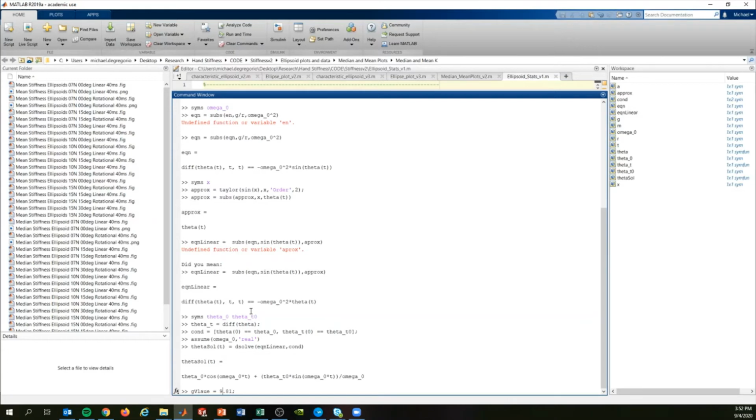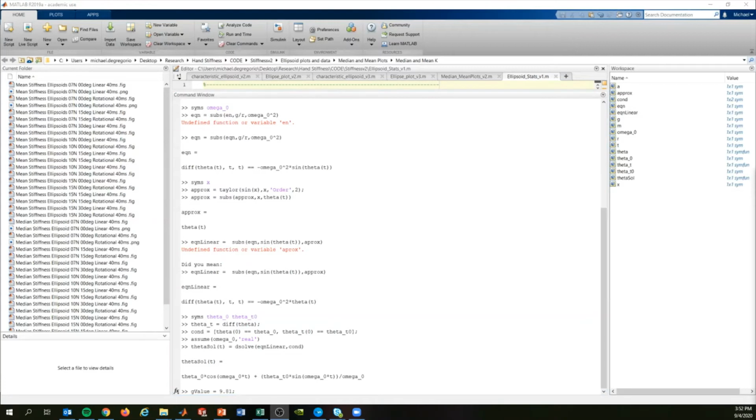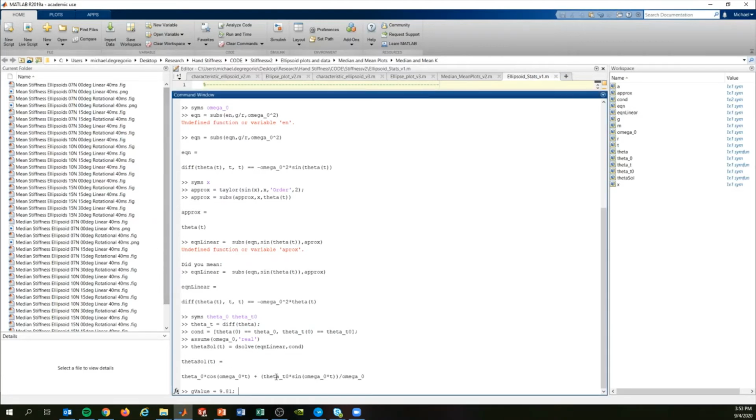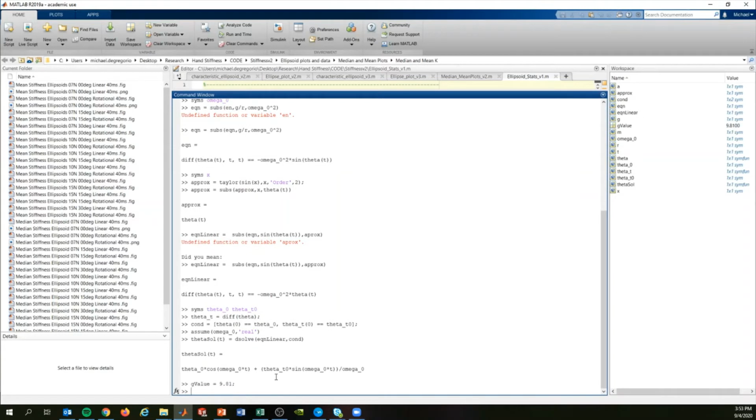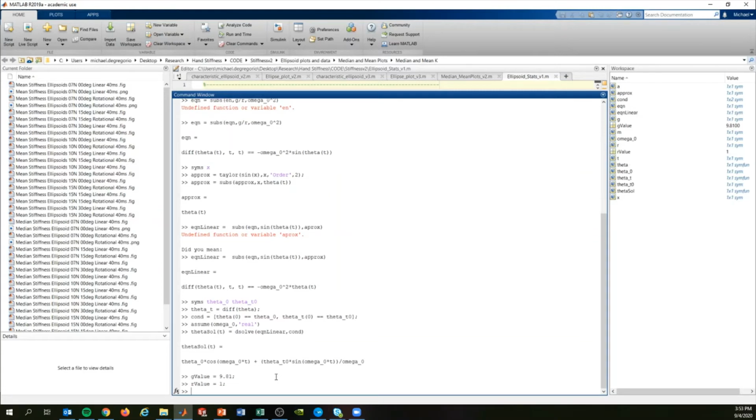That's the gravitational value. And I will actually go back and spell value correctly because that's how I roll. So we've got G value. We're also going to have R value, and in our case, we said that was 1 meter. Okay. We need omega underscore 0 value, which is just the square root of G value divided by R value.